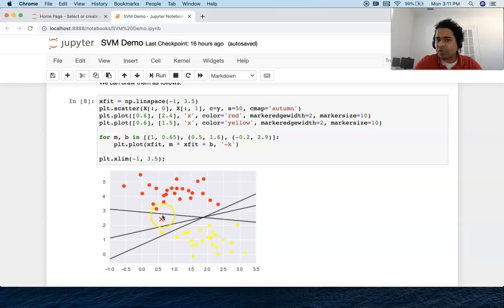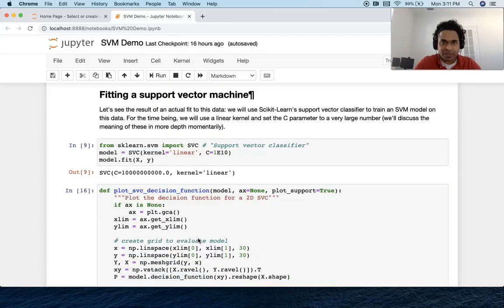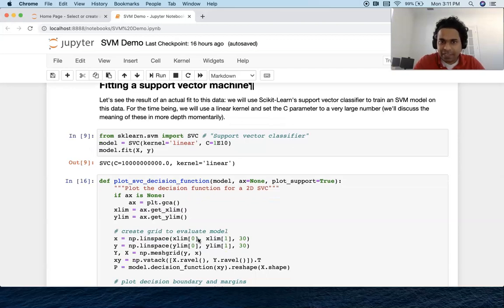Then this red cross point would get incorrectly classified in the case of the top hyperplane over here, right? This one. So the only one that actually makes sense is the one in the middle, right? And this is in some sense the one that maximizes the margin. Okay, so we'll actually see this. We'll actually see that support vector machines does exactly that.